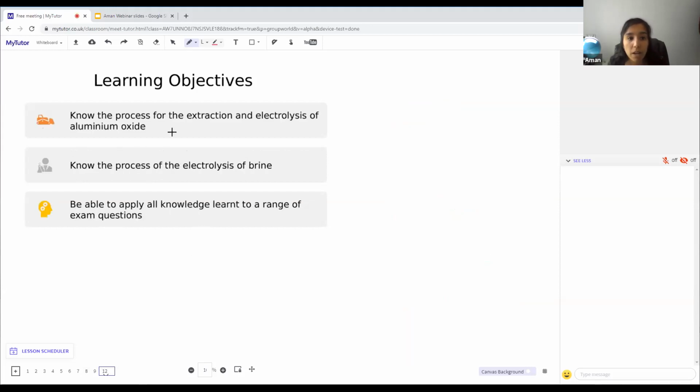Okay, and then the learning objectives from today were to know the extraction and electrolysis of aluminium oxide, which we've looked at. So the important things there are that the aluminium oxide from the ore is dissolved in cryolite, so that it reduces the energy required to make it molten. And then we produce aluminium at the cathode and oxygen at the anode. And the final point we need to know is that the oxygen will react with the carbon electrodes to produce carbon dioxide.